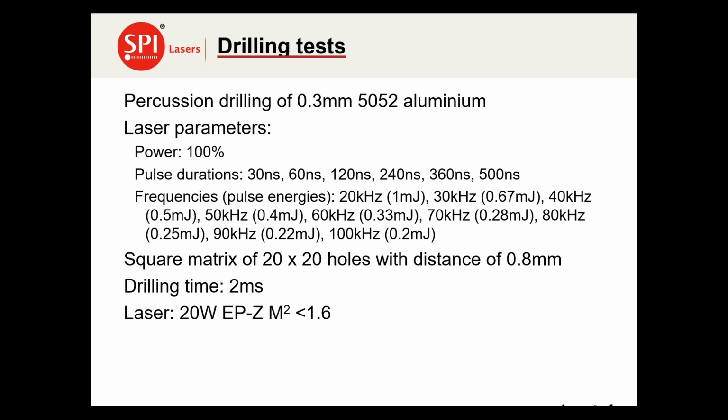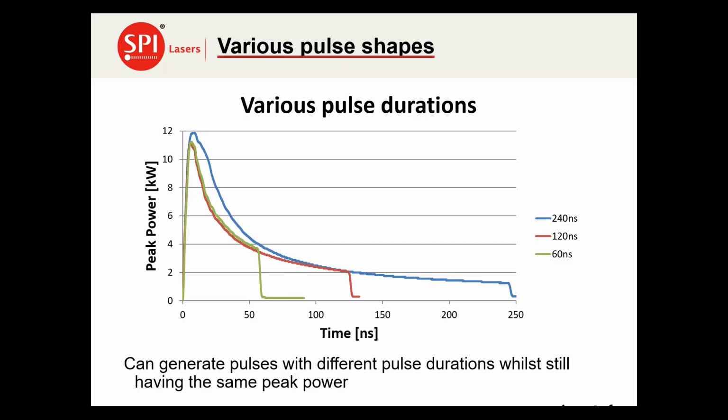We've done extensive testing looking particularly at a 5000 series aluminium, where we just used a simple 20-watt laser to actually perform large matrices of experimental holes to see if we can understand the dynamic behavior of hole generation, the interaction of these nanosecond pulses with the holes themselves. So one of the things we can do is look at various pulse shapes and durations.